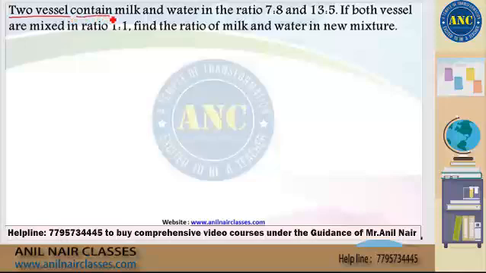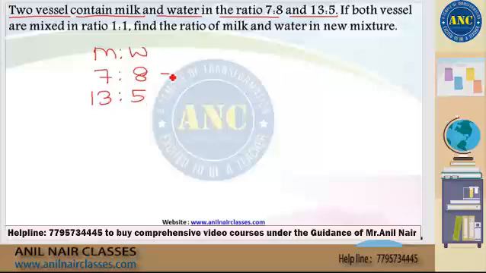Two vessels contain milk and water in the ratio 7:8 and 13:5. Milk and water are there in the ratio 7:8 and 13:5. So 7 plus 8 is 15, and 13 plus 5 is 18. Initially 15 liters of mixture is present in vessel 1 and 18 liters of mixture is present in vessel 2. That is the first statement. If both vessels are mixed in the ratio 1:1, both vessels need to be mixed in the ratio 1:1.